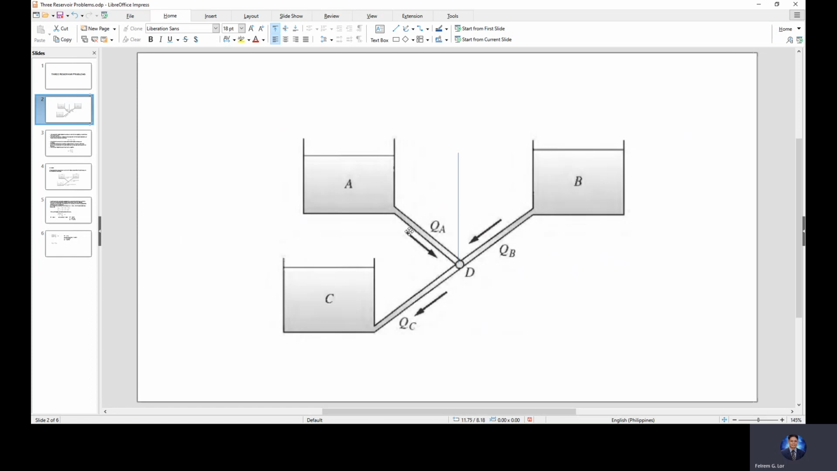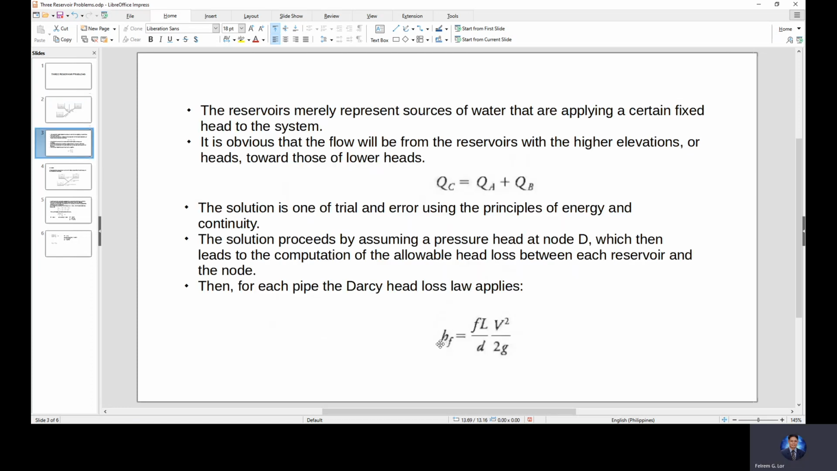So we have the head loss from B to D, and since it is level, the head loss from B to D is the difference in elevation from B to D. Okay? Then, with the head loss, we can determine the value of f using the Moody diagram. Then we can determine the Q through the velocity.